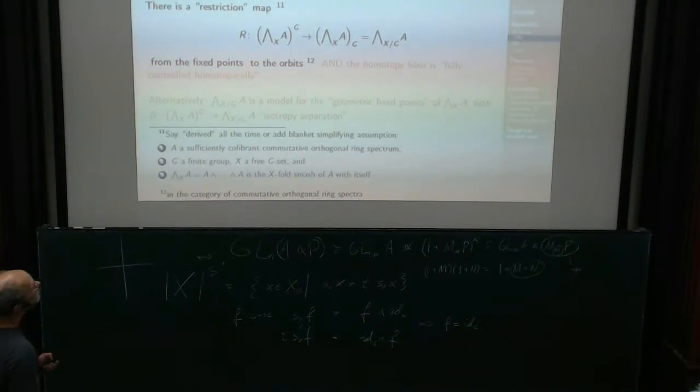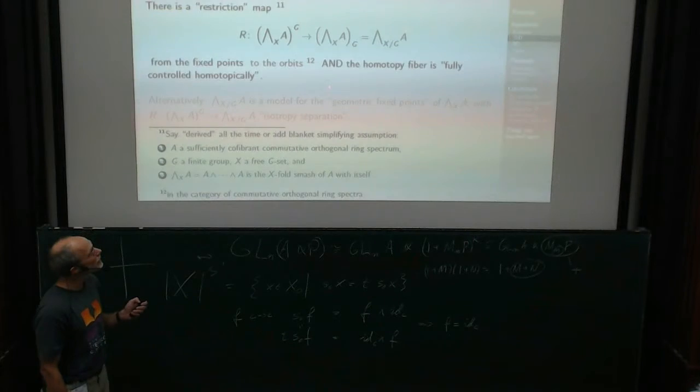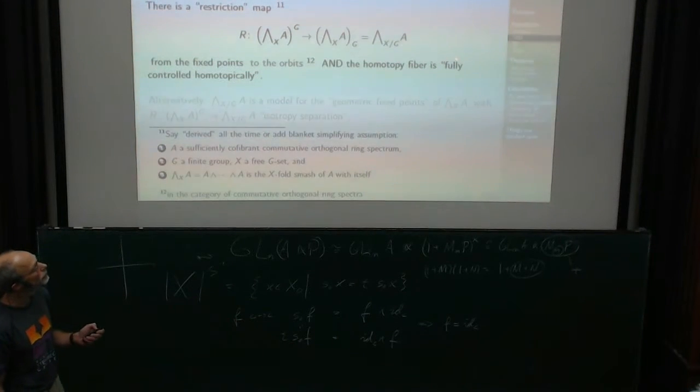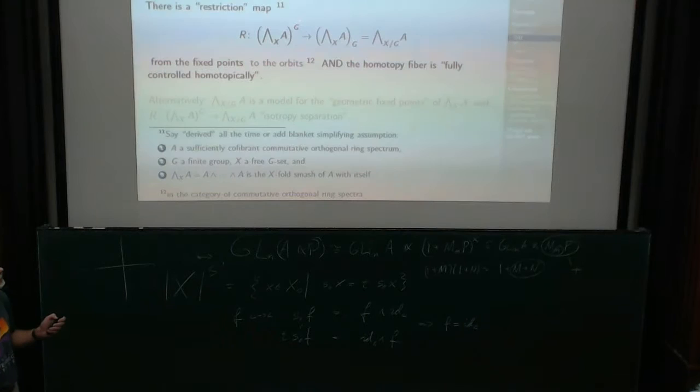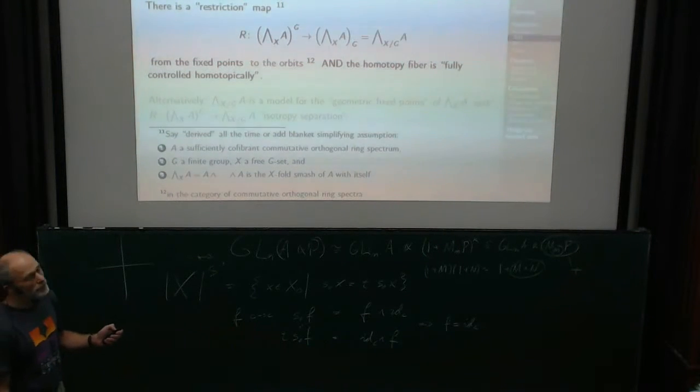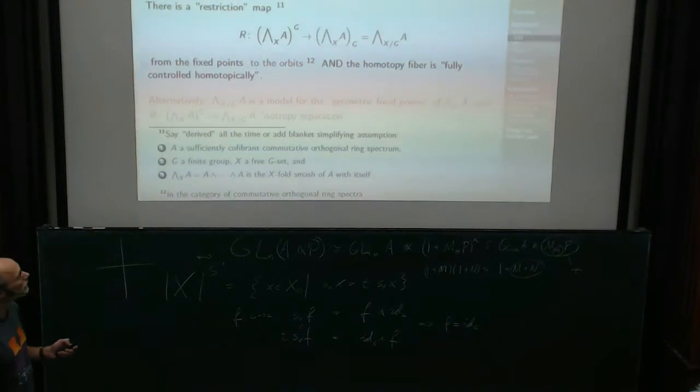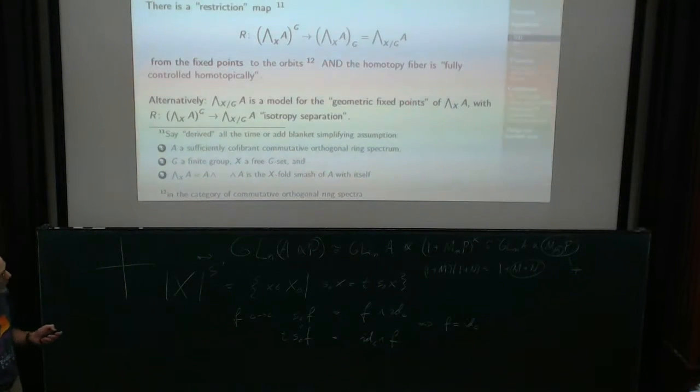But, okay, so that's nice, but the really nice thing is that the homotopy fiber, we understand it fully homotopically. So these are the categorical fixed points. They are very badly behaved a priori. This is very well behaved, and the homotopy fiber is also nicely behaved. I'll give you an example in a moment where you see how useful this is. But some of you may be way more familiar with saying it this way. We may identify these orbits with the so-called geometric fixed points, and then this restriction map turns out to be exactly isotropy separation.